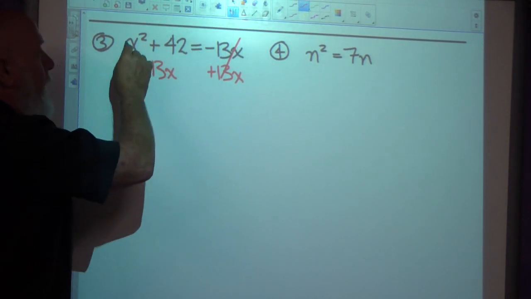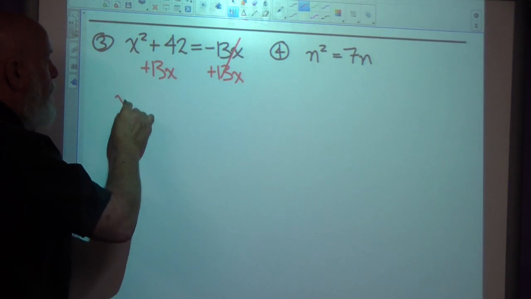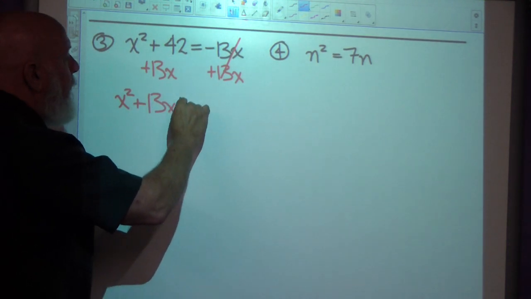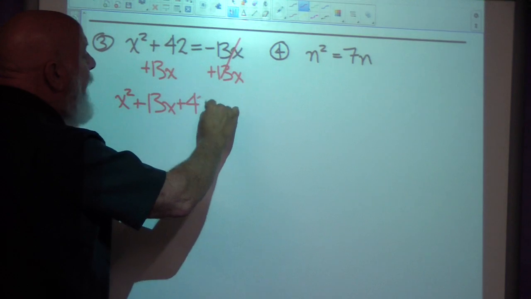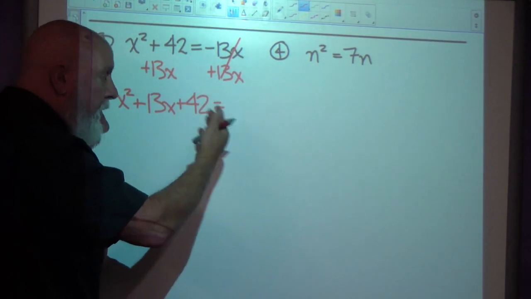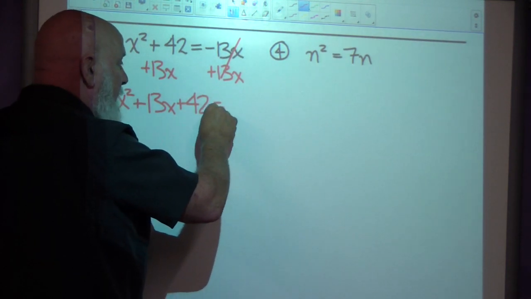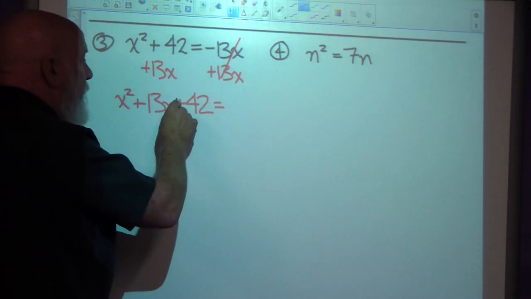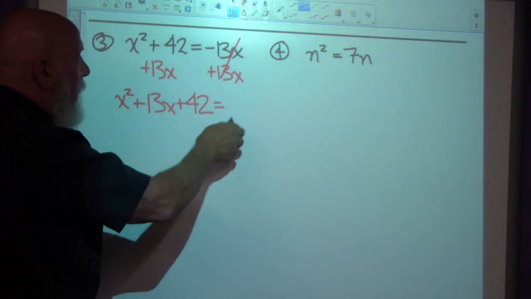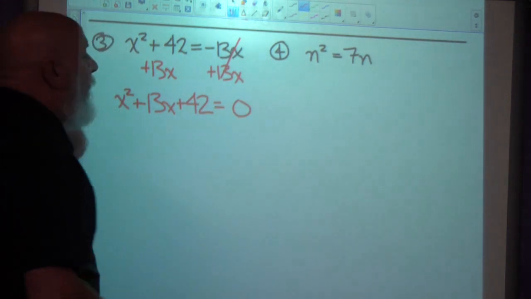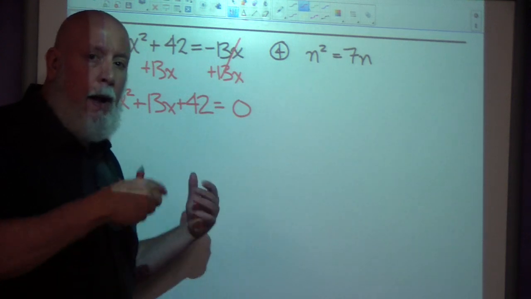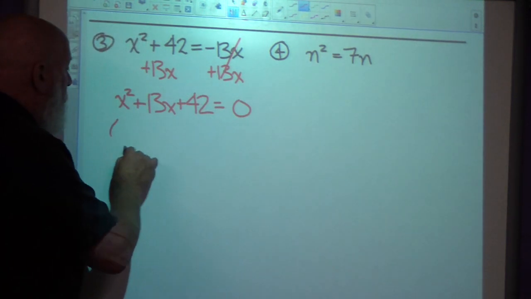When I rewrite this equation, I'm going to put it in standard form. X squared plus 13x plus 42. That's said to be descending powers. Second power, first power, and there's an x to the 0 power there. It's implied. You don't see it, but it's there. X to the second, x to the first, x to the 0. The powers are descending. The powers are getting lower. On this side, I just have 0. Once I have my quadratic equation set equal to 0, I'm going to factor the quadratic equation.